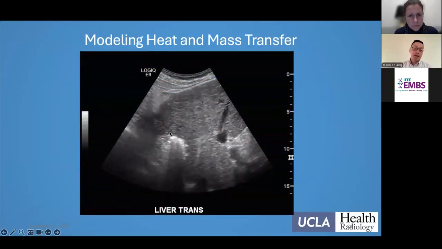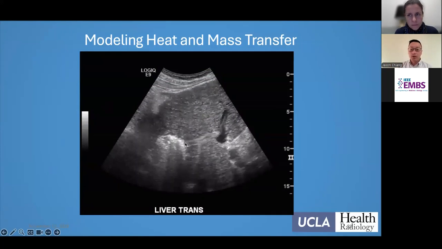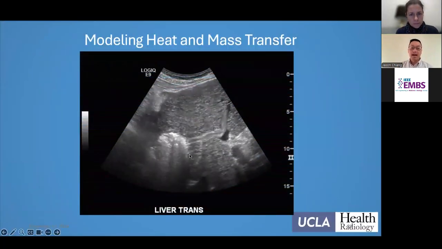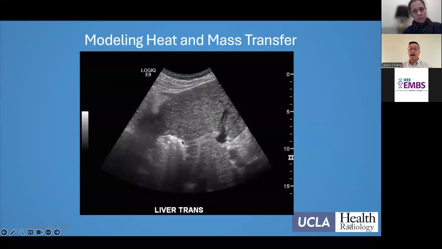This is an ultrasound image of an ablation zone. What you see here is the microbubbles being formed. And what happens during ablation, another thing that we could potentially model, is that the tissue is being dehydrated. Just like when you try to cook a steak, you're removing water vapor from the tissue and you're desiccating the tumor. Now, what happens though? It's not an isolated process.